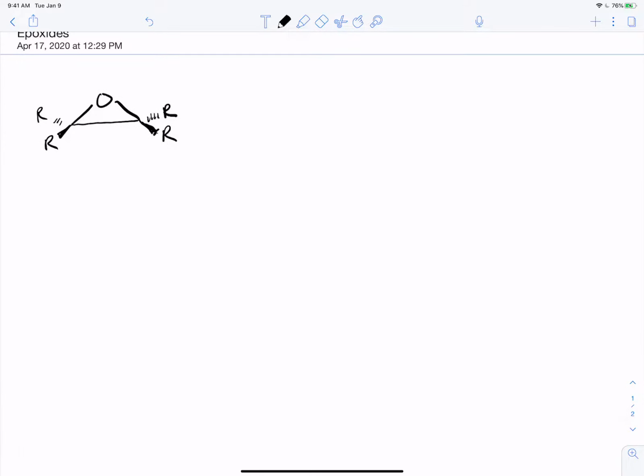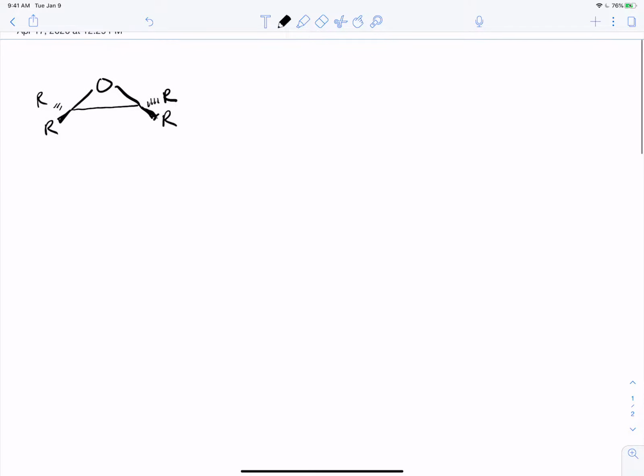These are called epoxides. Sometimes you'll hear people refer to them as oxyrines. Okay, I call them epoxides. Let's take a look at how to make them.